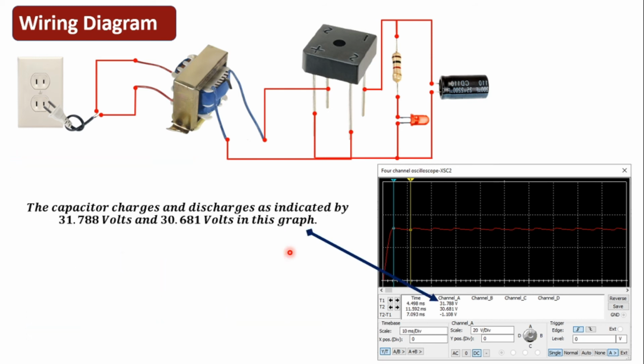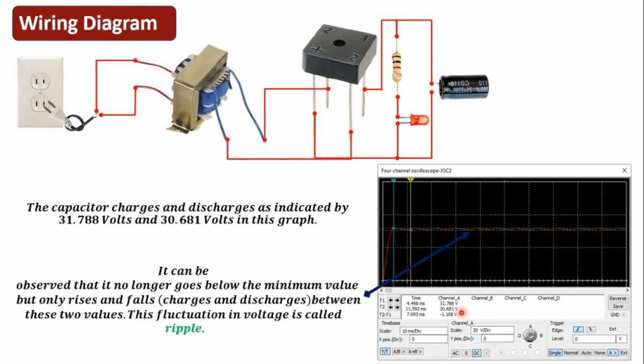The capacitor charges and discharges as indicated by 31.788 volts and 30.681 volts in this graph. It can be observed that it no longer goes below the minimum value, but only rises and falls, charges and discharges between these two values. This fluctuation in voltage is called ripple. Since the output voltage waveform of the capacitor has ripples, it is not yet pure direct current. It needs to pass through the last stage known as the regulator stage. And this stage involves the use of voltage regulators.